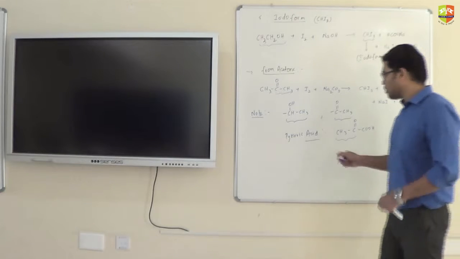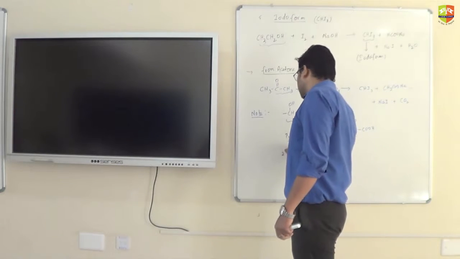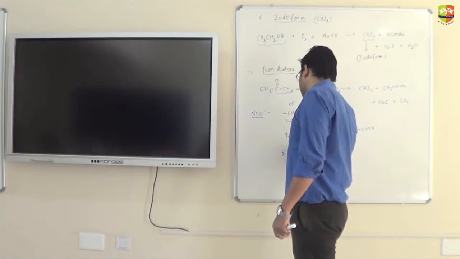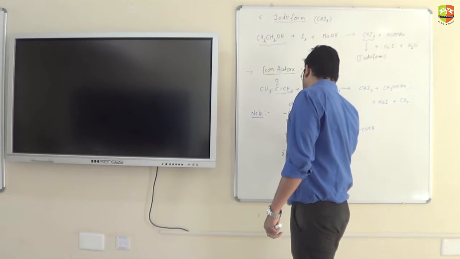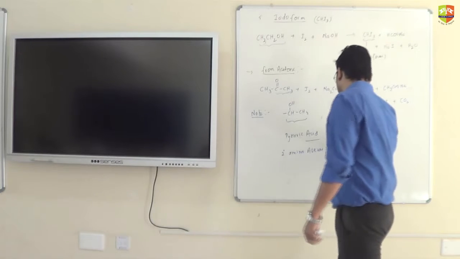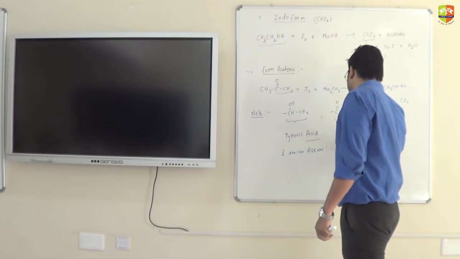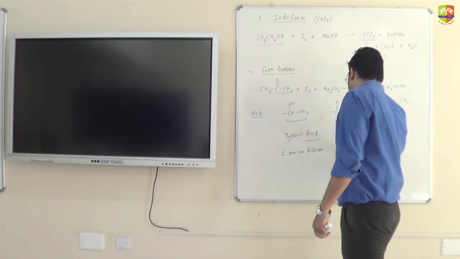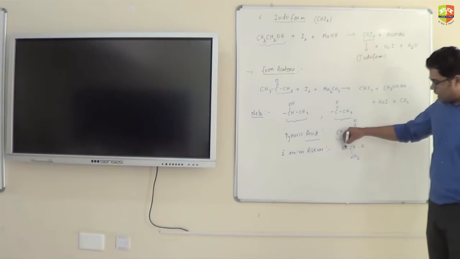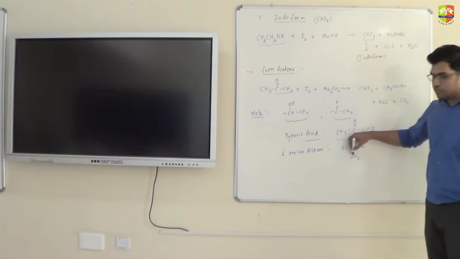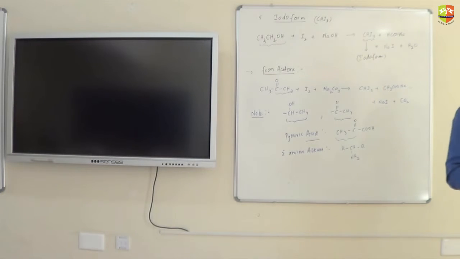2-degree amino alkane also shows it. Next, 2-degree amino alkane, which is nothing but R-CH(R)-NH2. This is 2-degree amino alkane. Right? 2 alkyl groups are attached with this carbon, which attaches with the nitrogen, which is 2-degree amino alkane.